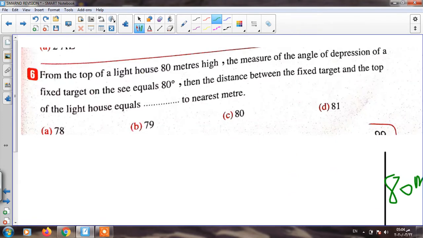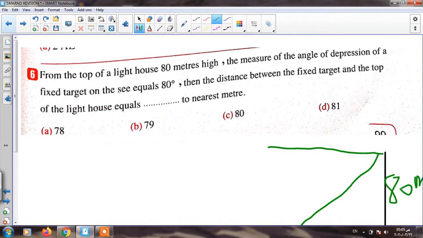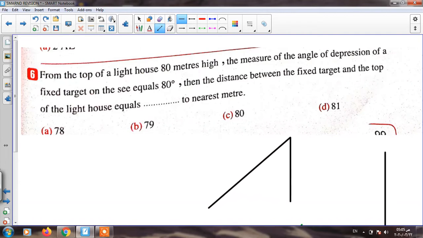The measure of the angle of depression, someone is looking from up. Angle of depression means this is the horizontal, and he's going to look just like that, from up. If you have a depression, you are going to look down, so you are up to look down, okay? And if you're here and this is your lighthouse, and you look from here, this is going to be your angle of depression.